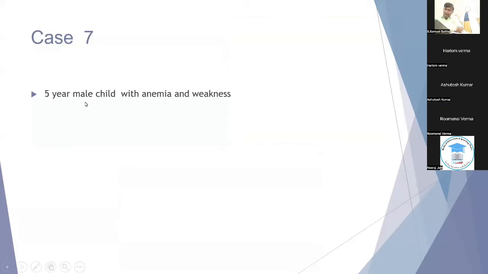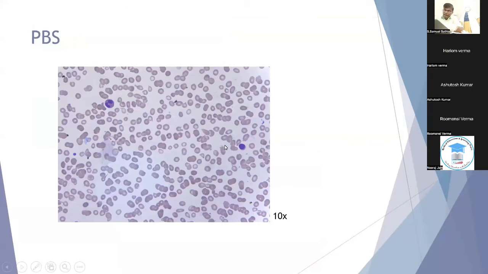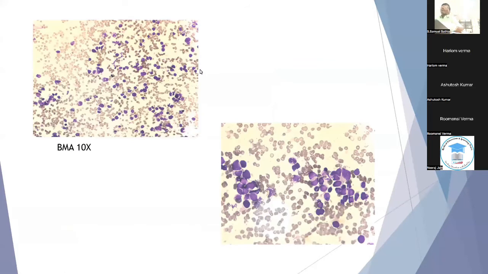Next case is a 5-year-old male child with anemia and weakness. This is the peripheral smear showing massive pancytopenia. We can see occasional teardrop cells, a lymphocyte, a neutrophil, almost normochromic, normocytic blood picture. And this is the bone marrow aspirate. Here we can see these hyperchromatic cells lying in large numbers, and the normal hematopoietic precursors are reduced, and a few of these cells are showing nuclear molding.